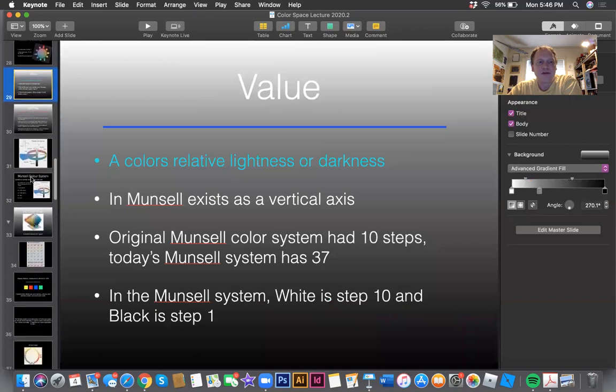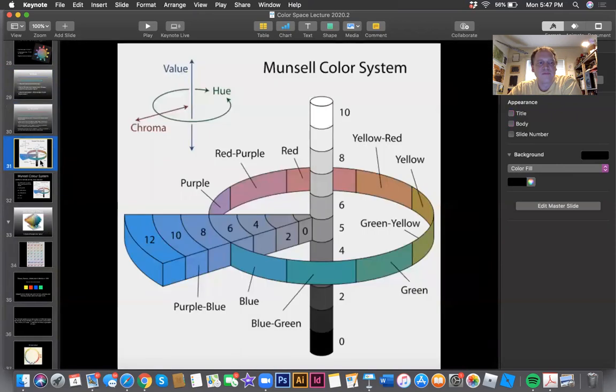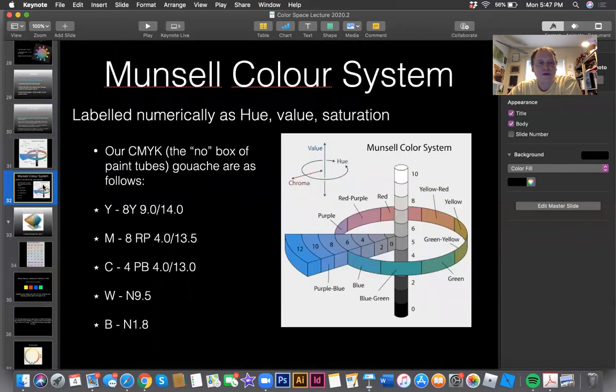And you guys know all this. So if you take out one of your tubes of paint, you'll see down at the bottom of the tube on the front, it says HSB, I believe, which is hue, saturation, and brightness. So another word for value.